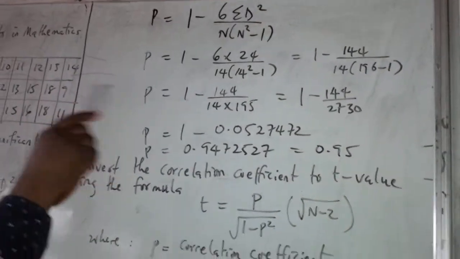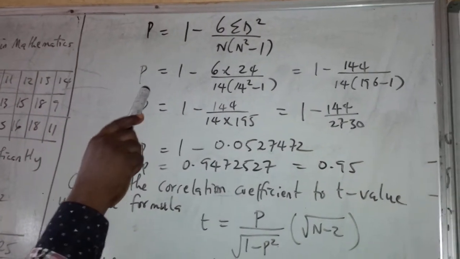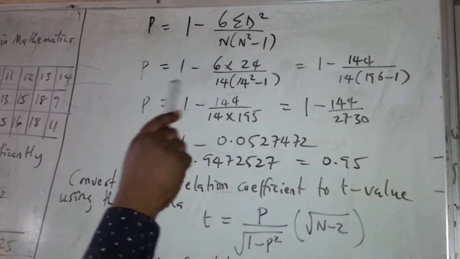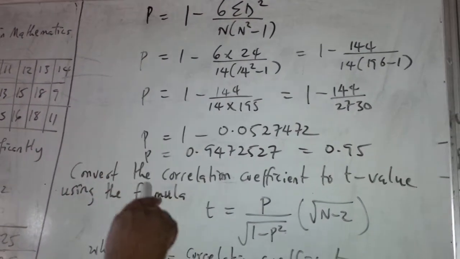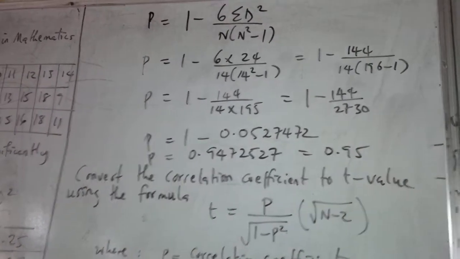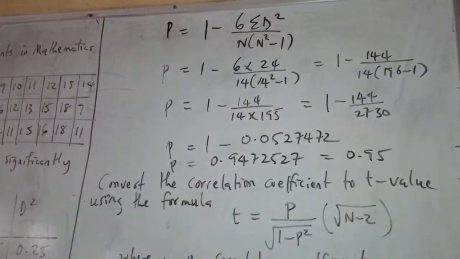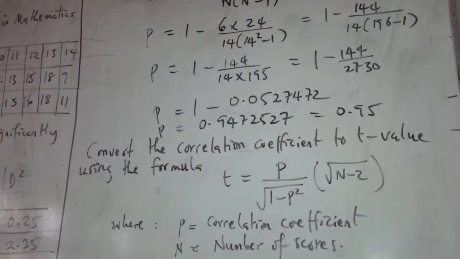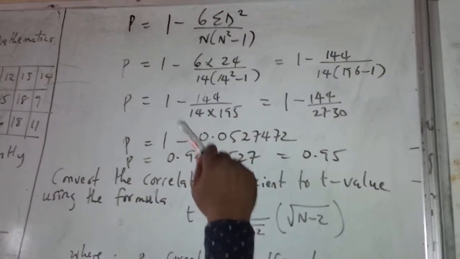Remember the Spearman rank order formula. Look at it, equals to 1 minus 6 into d square all over n into n square minus 1. Okay? Remember 6 times our sum of d square is 24, so you put it there. The number of scores here is 14. That's why you are seeing that 14 into 14 square minus 1.